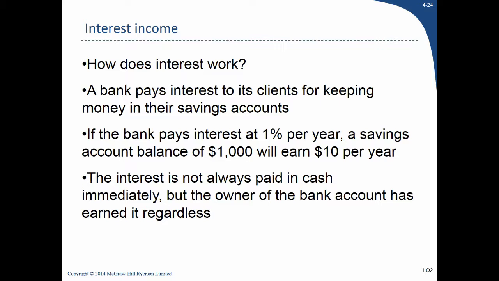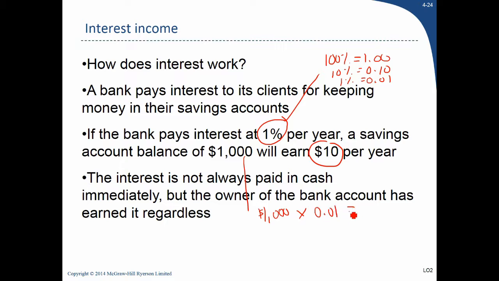For those of you who aren't familiar with typing in percentages into your calculator, 100% equals 1.00. Therefore, 10% is just a tenth of that, or 0.10. And 1% equals 0.01 in your calculator. So if you wanted to know how I calculated this $10, you take 1,000 and then in your calculator, you multiply by 0.01, and that'll get you 10, okay?